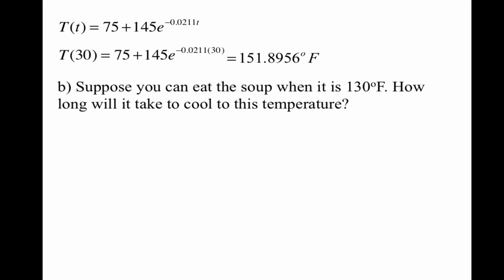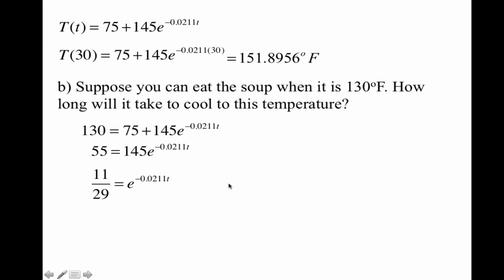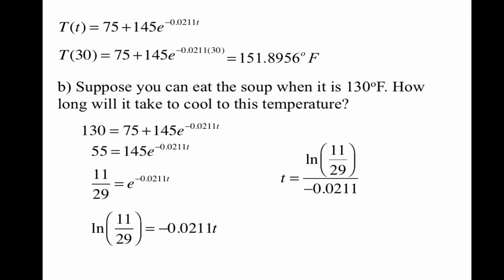All right, suppose you can eat the soup when it's 130 degrees Fahrenheit. How long will it take for it to cool to this temperature? So that means I want to solve for little t when the temperature of the soup is 130. So I set my model equal to 130, and I'm going to solve for little t. So subtract 75, divide by 145 and simplify. Natural log both sides, divide by that constant, and evaluate. So t equals 45.8501 minutes.